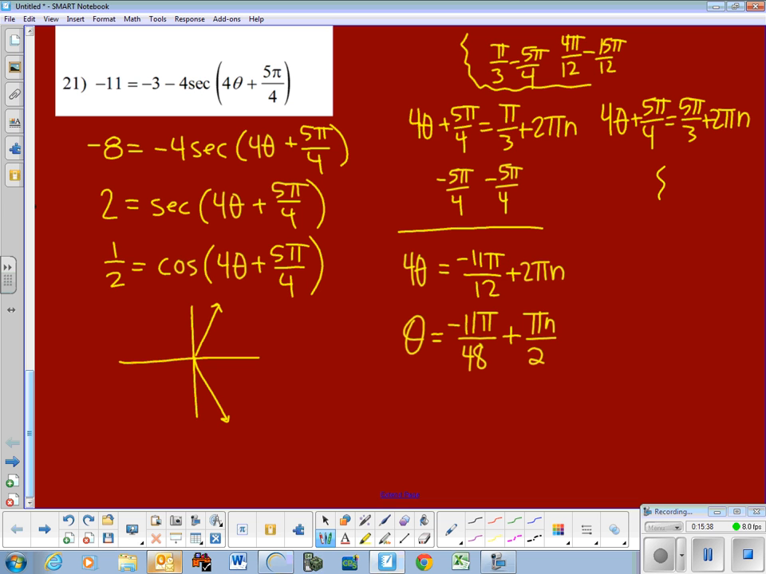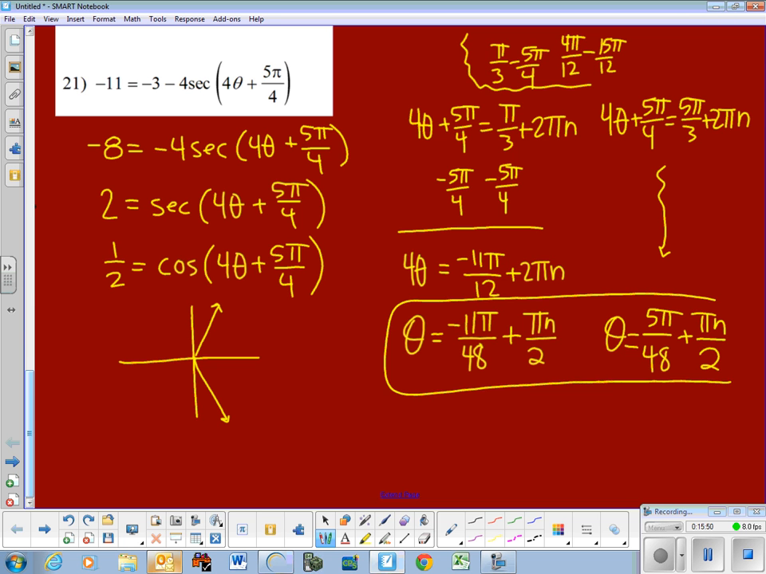Okay, and then this side, which I'm going to let you work out on your own, you should end up with 5 pi over 48 plus pi n over 2. And those two together, I don't have to try to figure out what n's will make this stay within the once around the unit circle. So it's actually a little bit easier, in my opinion. So there's that one. So we've got some degrees, some radians, some infinitely many, some finite amount of solutions.